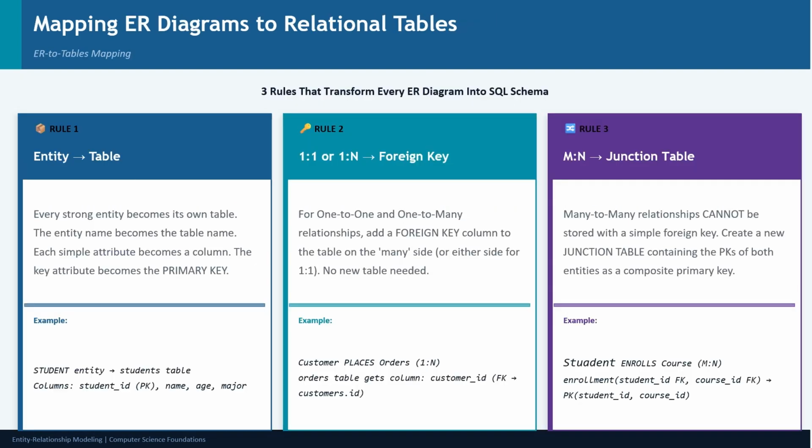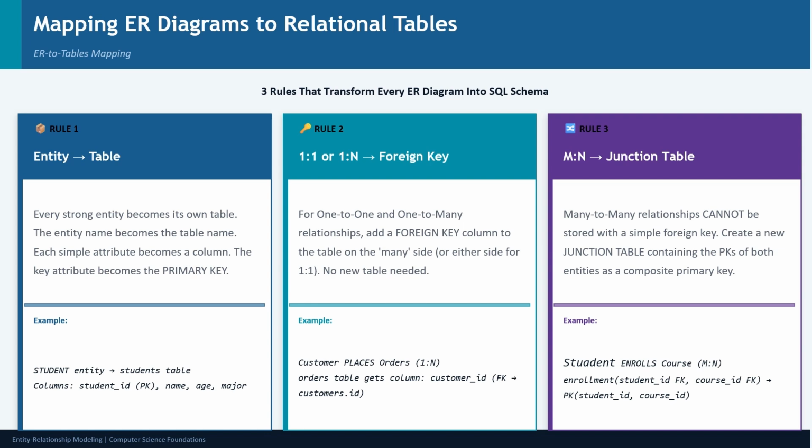We now have everything we need to transform an ER diagram into a working SQL schema. Three rules cover every case. Rule 1. Every strong entity becomes its own table. The entity name becomes the table name. Each simple attribute becomes a column. The key attribute becomes the primary key. That's it. Clean and direct.